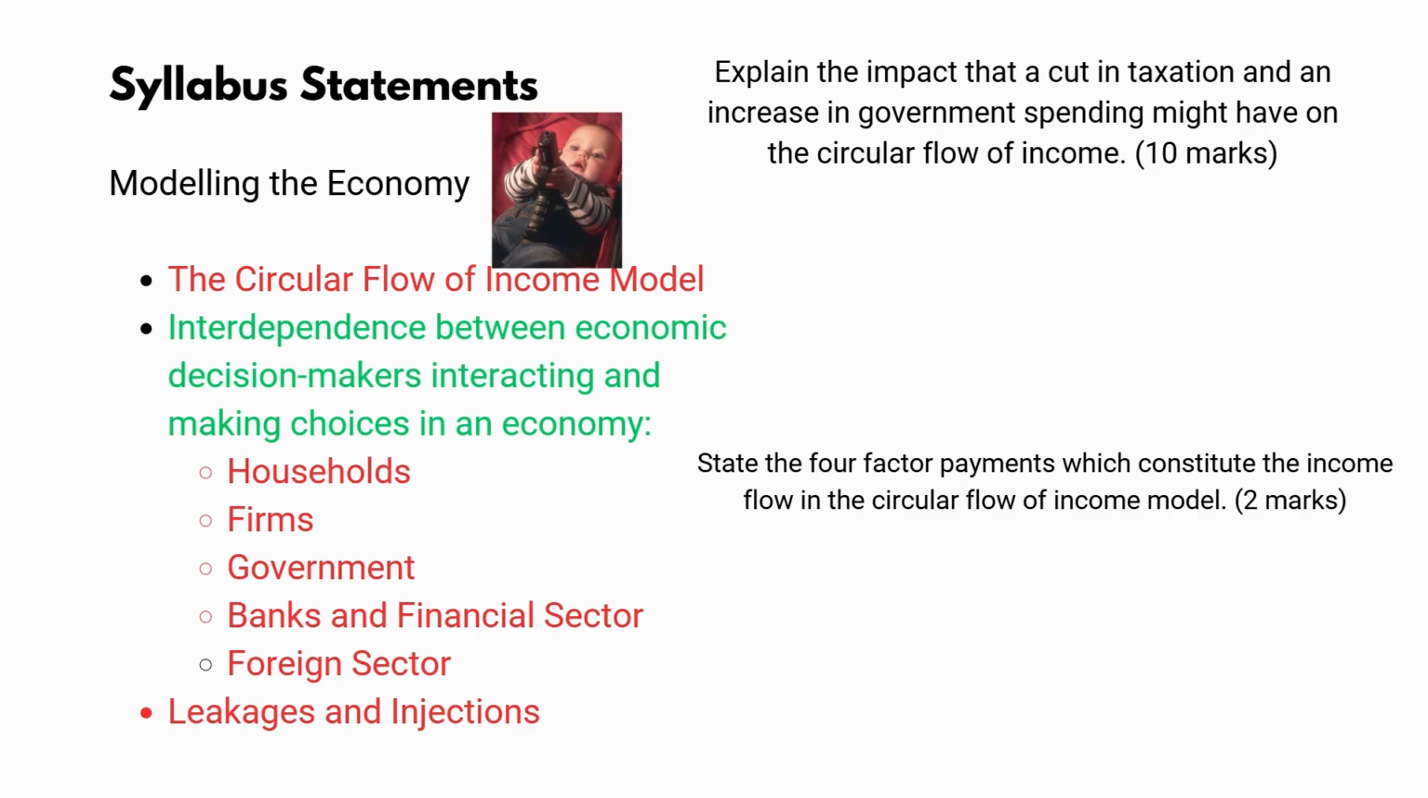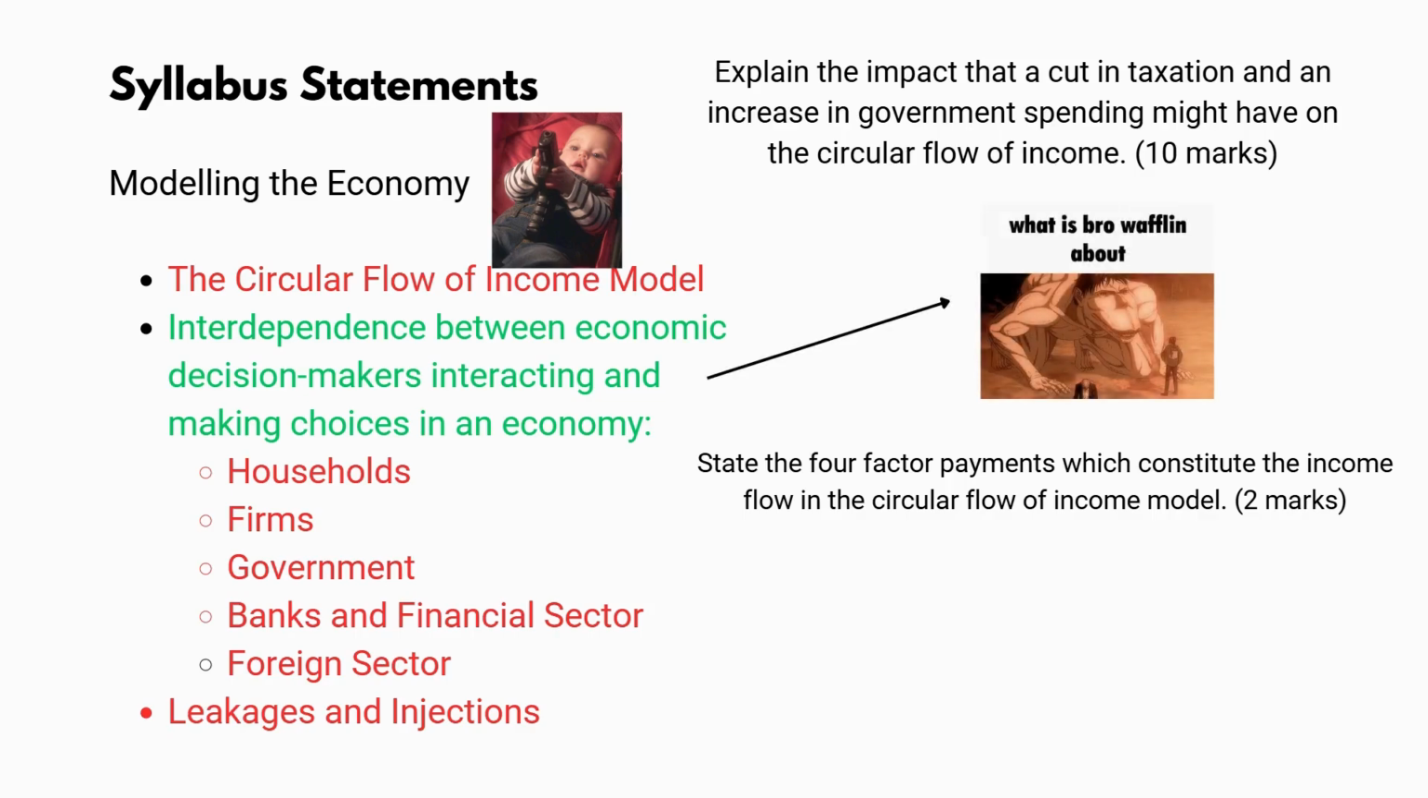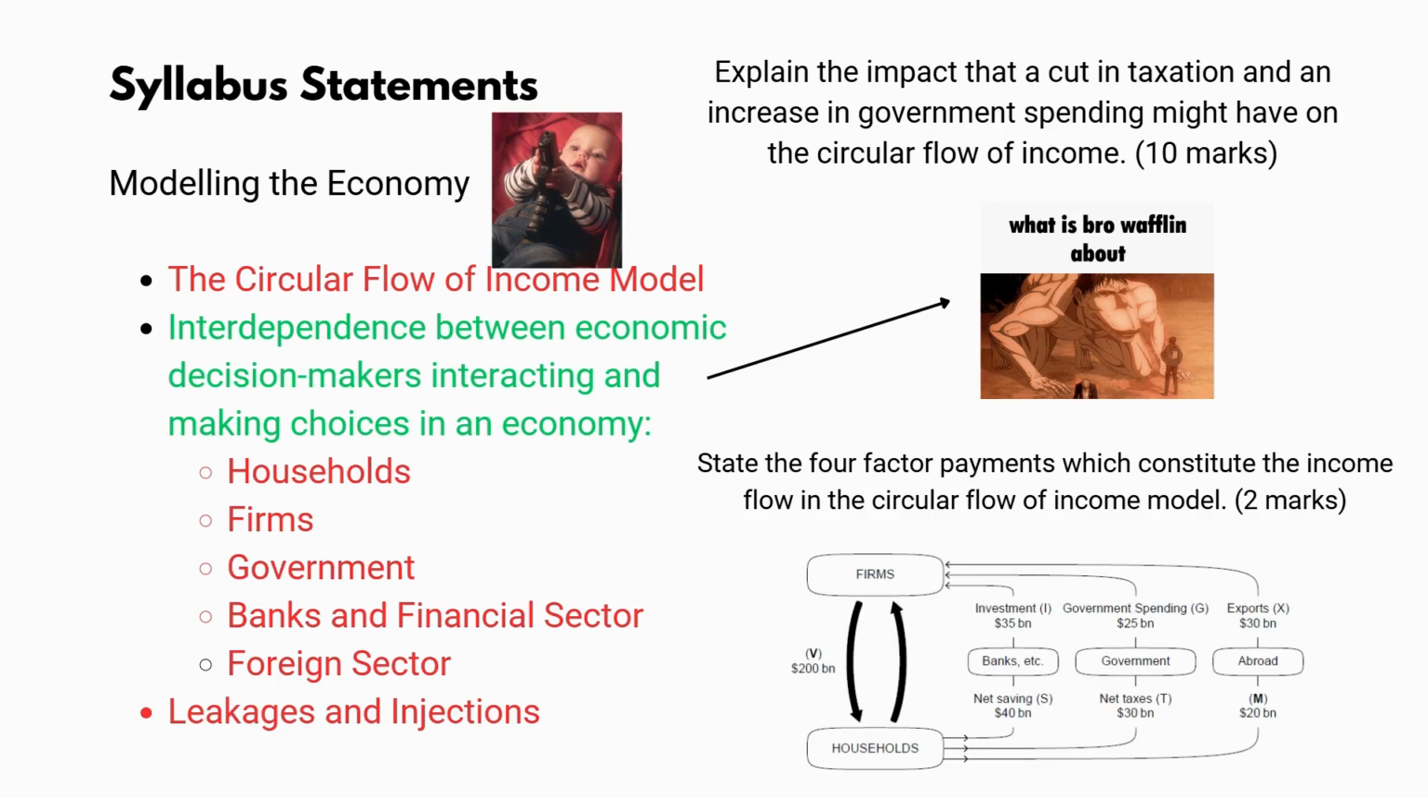Now, the IB syllabus statement again makes this huge song and dance about one of the 9 key concepts, interdependence, but you don't need to worry about this. Finally, in paper 2, and for those of you taking paper 3, do expect the possibility of being confronted with a diagram of the circular flow of income model, and being expected to interpret it or do simple calculations.